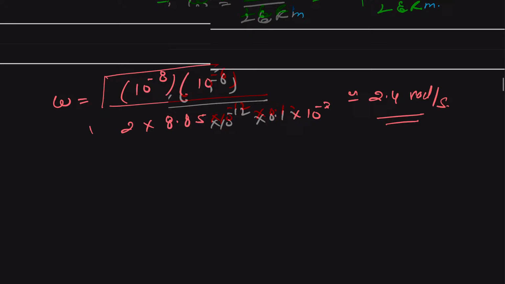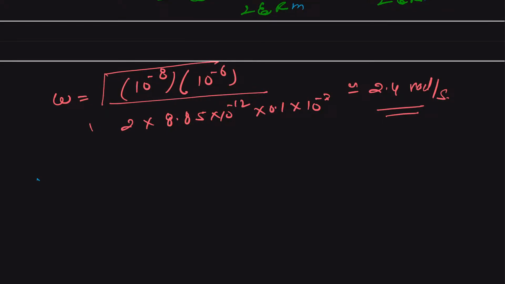And now we come to part C, and part C states that we have to find out the speed at the center of the hole. Okay, and this is our part C.